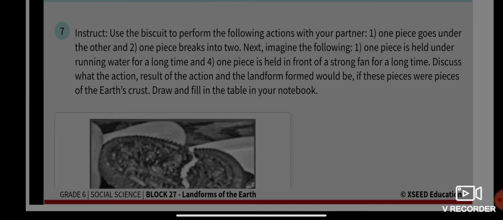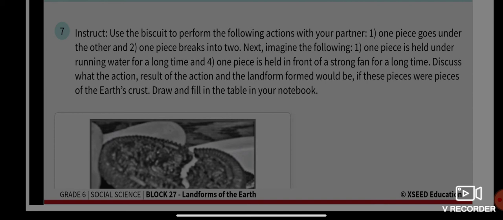All right, you keep that one piece. If you break the biscuit into two, one piece you keep in the running water for a very long time, and one piece is held in front of a strong fan for a long time. Now discuss what will happen if you do like that.